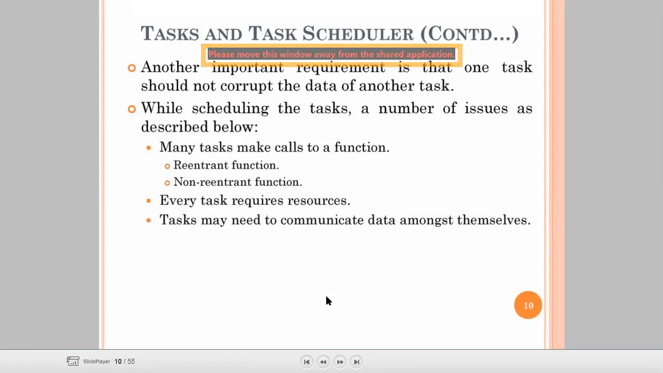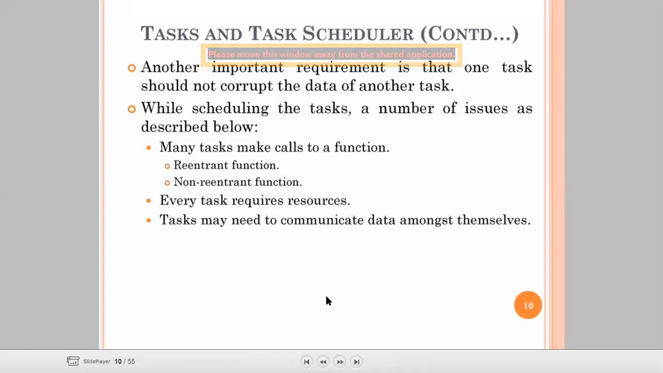While scheduling the tasks, a number of issues are raised. What are those issues? Those issues are described here. The first one: many tasks make calls to a function.